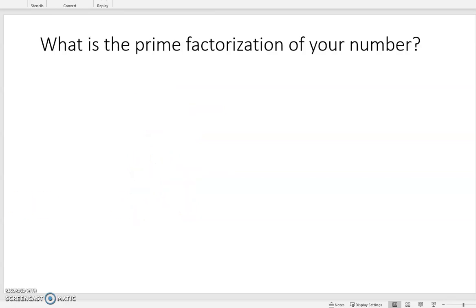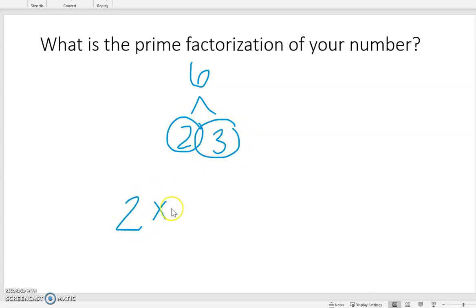Prime factorization is when we take a number and break it down into all of its prime factors. We use a factor tree. So I start with my number 6, and to get 6 I can take 2 times 3. Both of these are prime, so I would circle them. And so the prime factorization is just those 2 prime numbers multiplied by each other. If you end up with a prime number and that's what you choose, the prime factorization of any prime number is just that number.